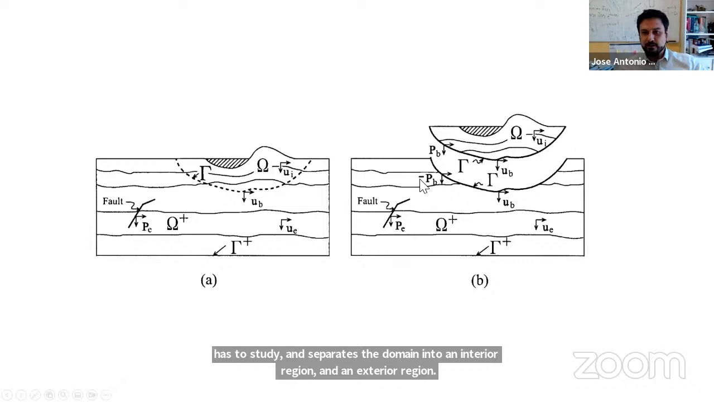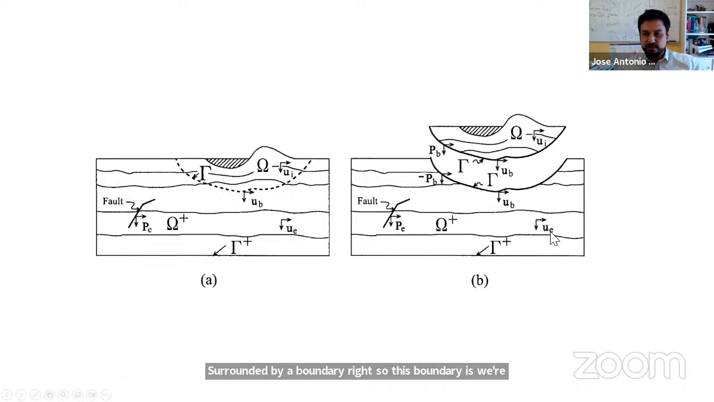So this boundary is, we're going to call U the displacements everywhere. So U sub E are going to be external displacements, U sub I are going to be interior domain displacements, and the U sub B are going to be the displacements of the area right at the boundary. And then if you separate these two regions, you obviously have tractions between two regions. So you're going to have a P sub B, our forces in this face over here, and minus P sub B are the same forces applied on the other domain.